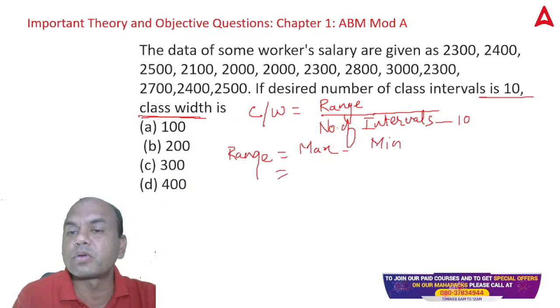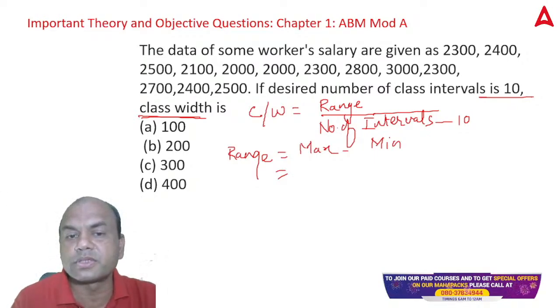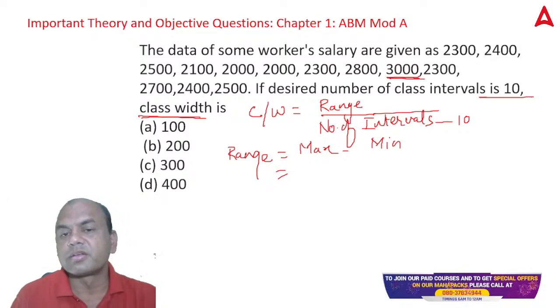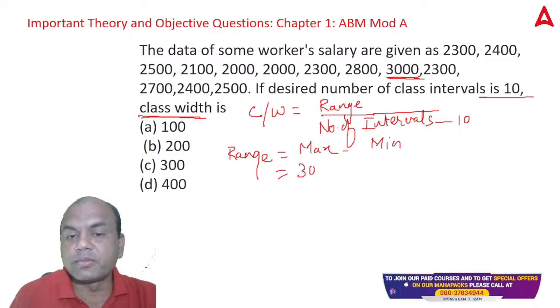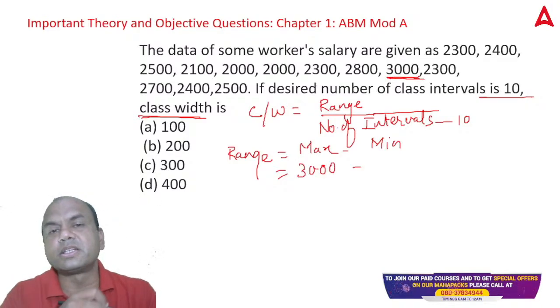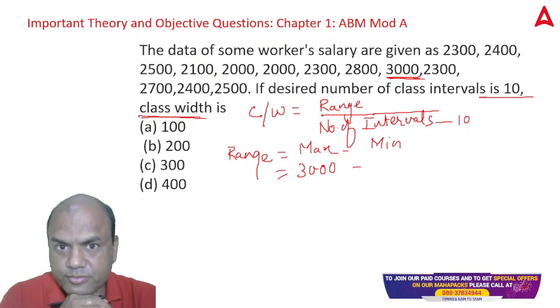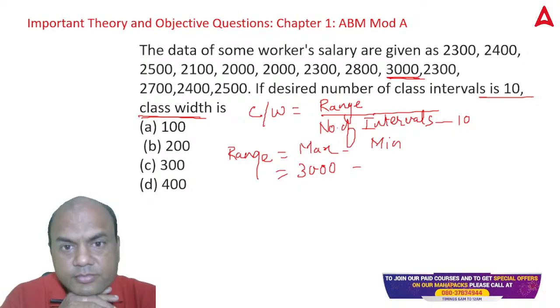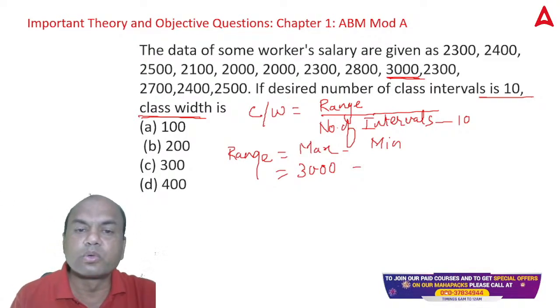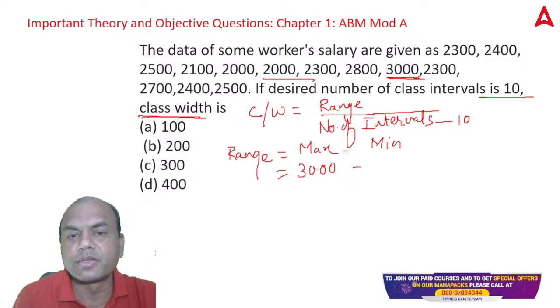What is the maximum number over here? 2300, 2400, 2500, 2000, 2000, 2300, 2800, 3000, 2300, 2700, 2400, 2500. 3000 is the maximum number, isn't it? So what is the minimum number then? Type in the comment section. The minimum number is 2000, correct? This is the lowest number. So the range is 3000 minus 2000, so 1000.